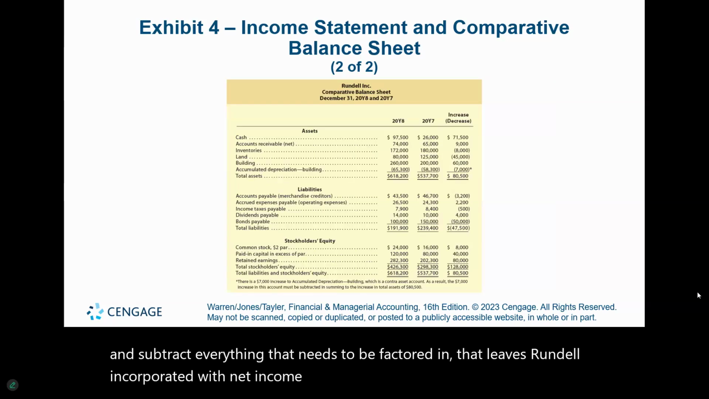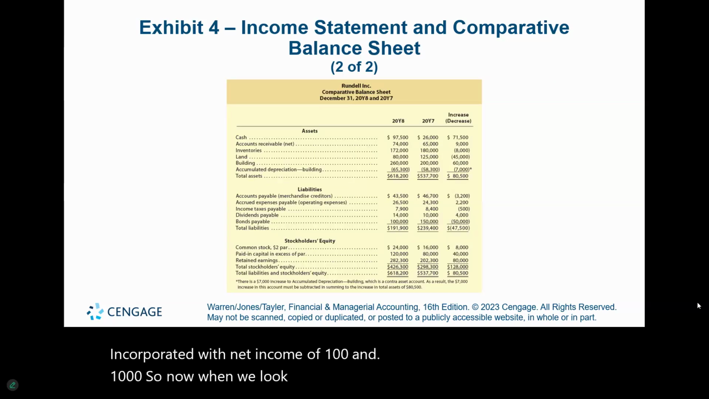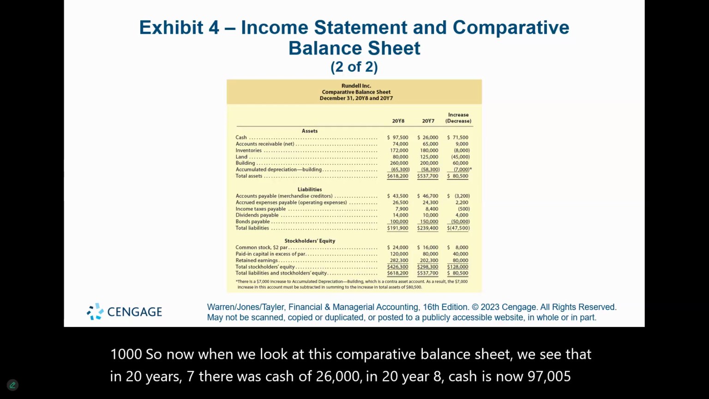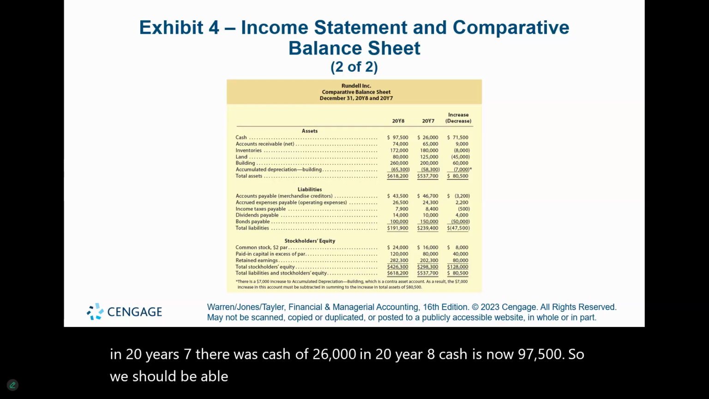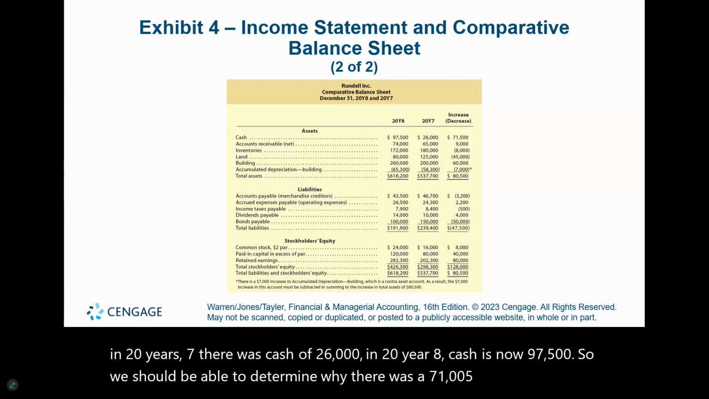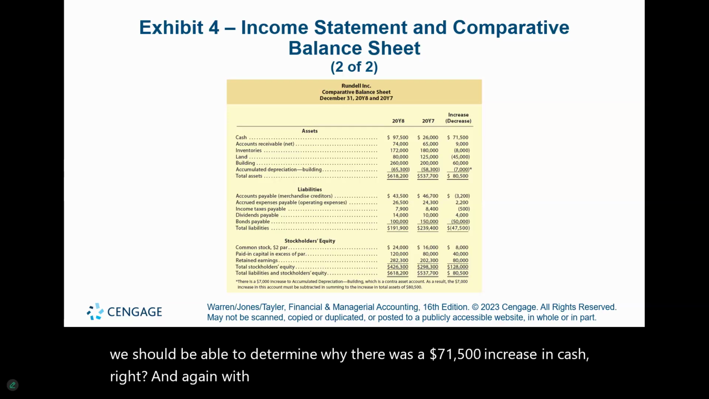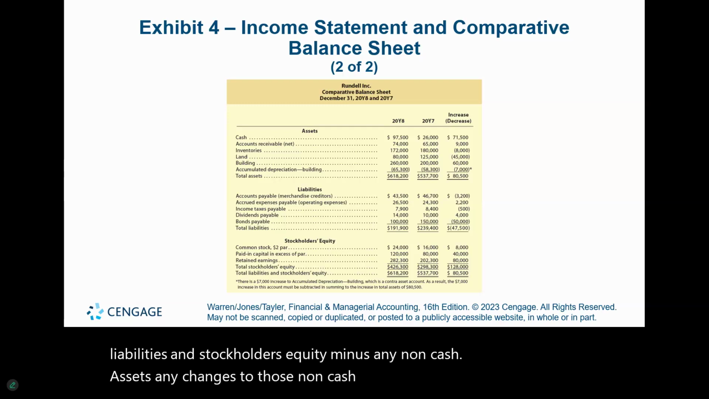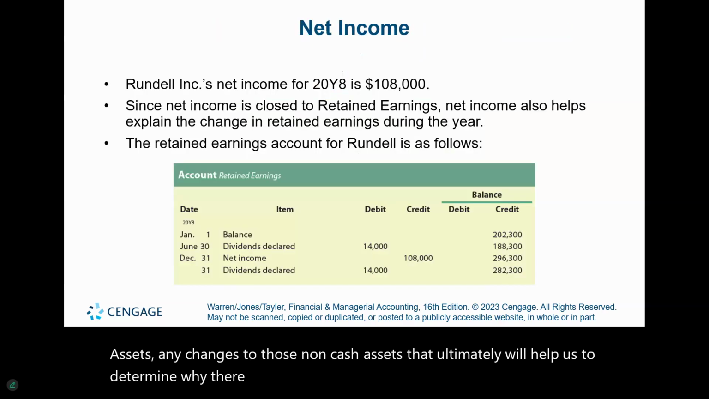After we add and subtract everything that needs to be factored in, that leaves Rundell Incorporated with net income of $108,000. Now when we look at this comparative balance sheet, we see that in 20 year 7, there was cash of $26,000. In 20 year 8, cash is now $97,500. So we should be able to determine why there was a $71,500 increase in cash. And again, with the indirect method, we consider any changes in liabilities and stockholders' equity minus any changes to non-cash assets. That ultimately will help us to determine why there was this increase of $71,500.